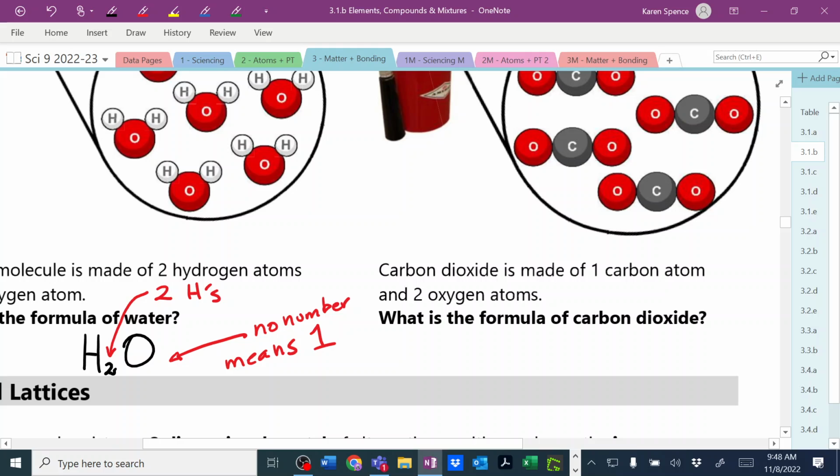Carbon dioxide. It's made of 1 carbon and 2 oxygens. What is the formula for carbon dioxide? Tell your partner, what is the formula for carbon dioxide? Kita, what's the formula? CO2, because you have 1 carbon, so there's no number.